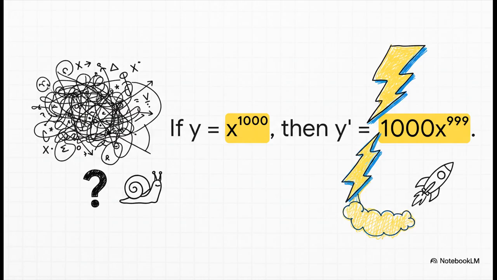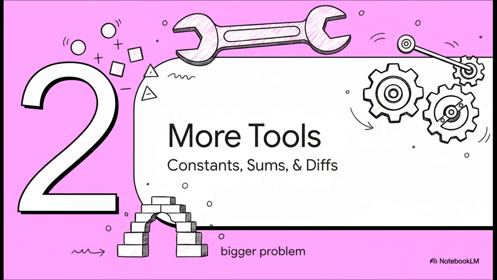And this example right here shows you just how much of a game changer this is. I mean, can you even imagine trying to plug x to the power of 1,000 into that limit definition? It would be a nightmare. But with the power rule, it's instant. The derivative of x to the 1,000 is simply 1,000 times x to the 999. That's it. Done.